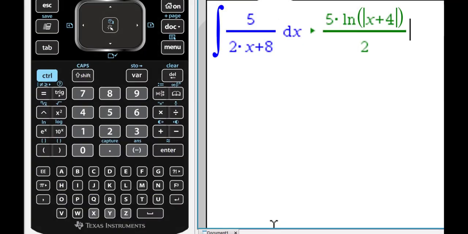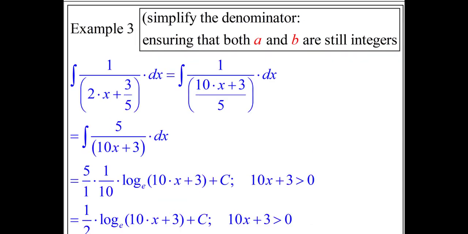Let's go and check on the CAS. So I put the same question on the CAS, and you can see that my answer matches up. Okay, now this one here, the denominator, the constant part actually is a fraction. So I first need to simplify the fraction, because I can't have that fraction over there. It needs to be an integer value.